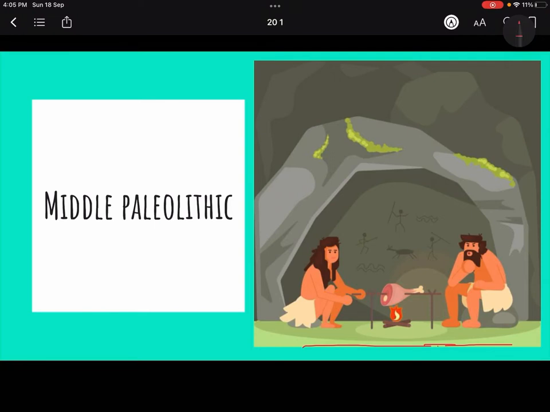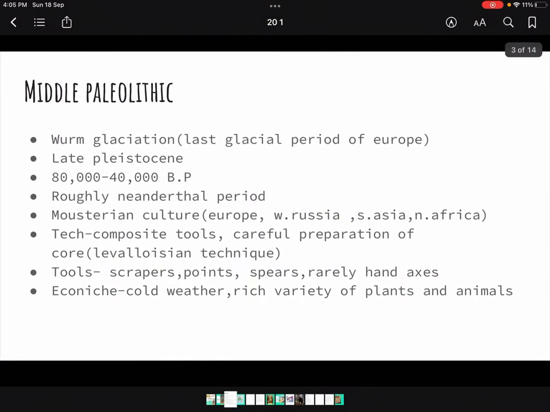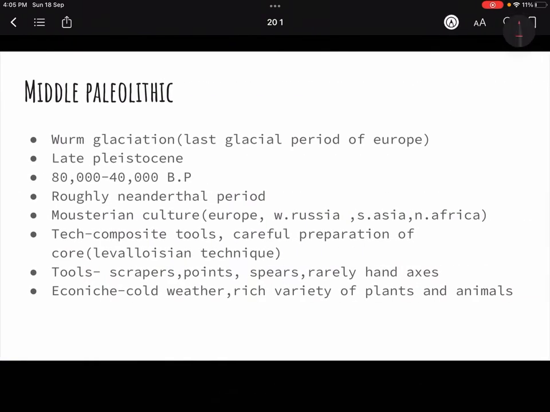So middle Paleolithic. This period started around 80,000 to around 40,000 years. Again, do not be confused if these dates are a little different here and there in different books, because somewhere it might start from 1 lakh years, somewhere from 80,000 years, somewhere from more than 1 lakh years. So do not get confused. Try to understand the basic idea, right?